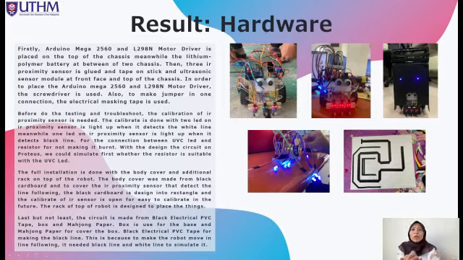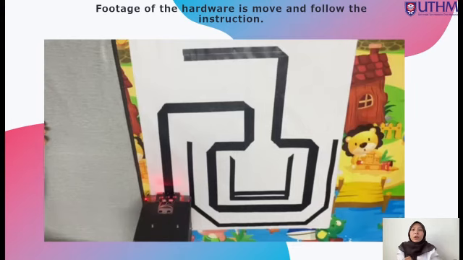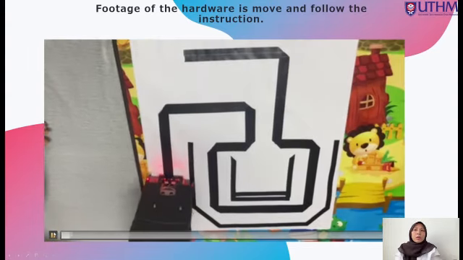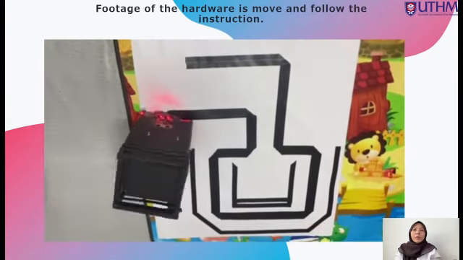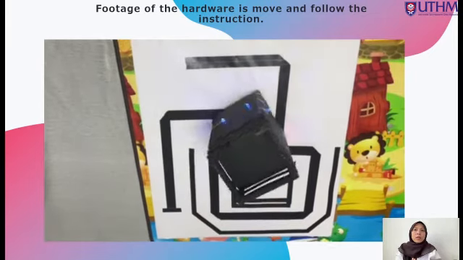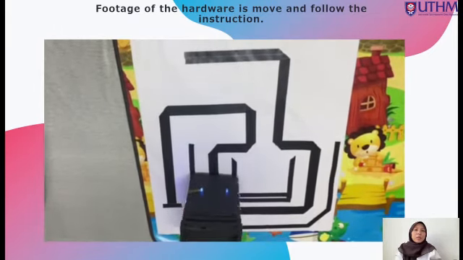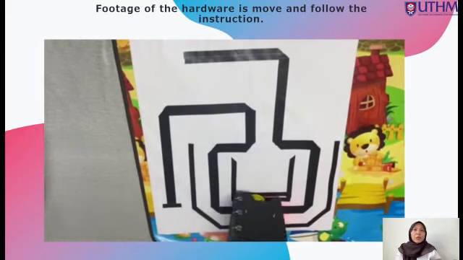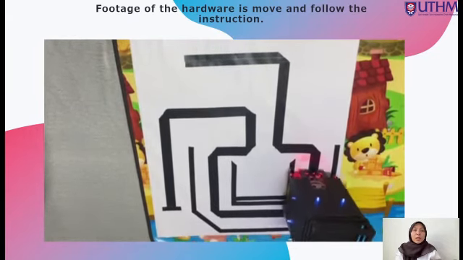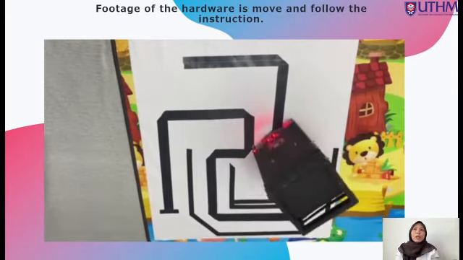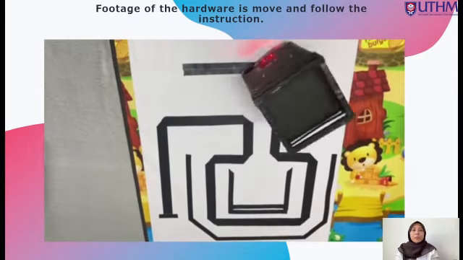So this is the footage. As we can see here, the robot moves following the lines, and this is it entering the operation room, and it detects the operation room, and the UVC LED is turned on. So here is the obstacle.